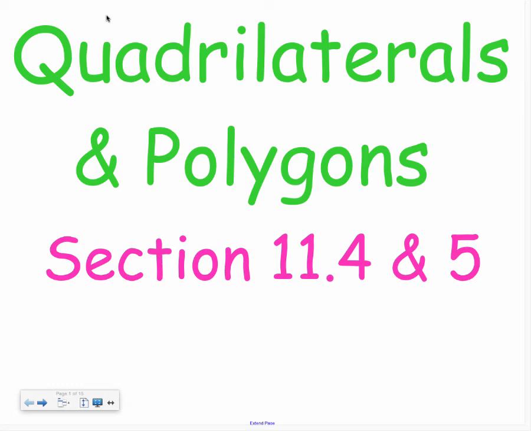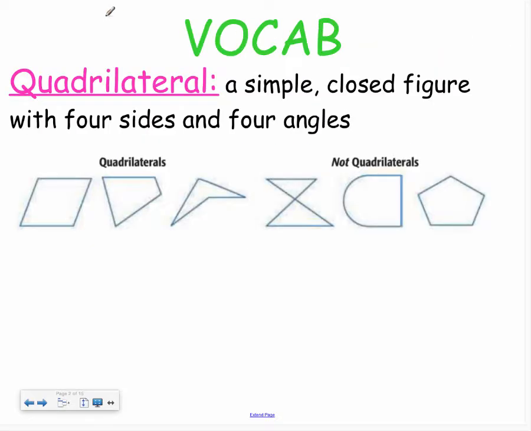Today we will be covering two sections, section 11.4 and 11.5. 11.4 focuses on quadrilaterals and 11.5 focuses on polygons. So these all wrap together into one of our geometric topics. A quadrilateral is a simple closed figure with four sides and four angles.